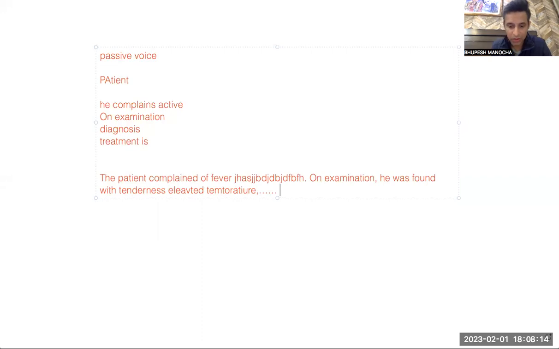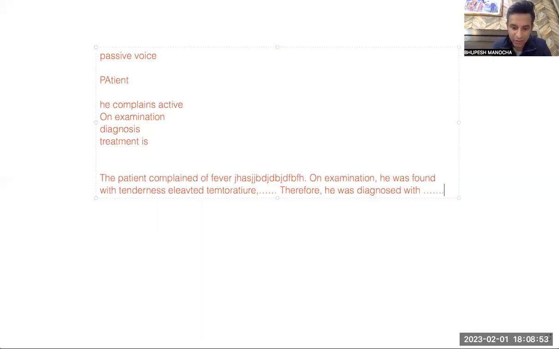Then you say, therefore. Therefore means on the basis of these signs and symptoms. The patient complained, that is active. He was found with, passive. We did the examination, so on examination, he was found with. Therefore means on the basis of symptoms and signs. So therefore, he was diagnosed, again passive. He was diagnosed with this, again was or were plus third form.